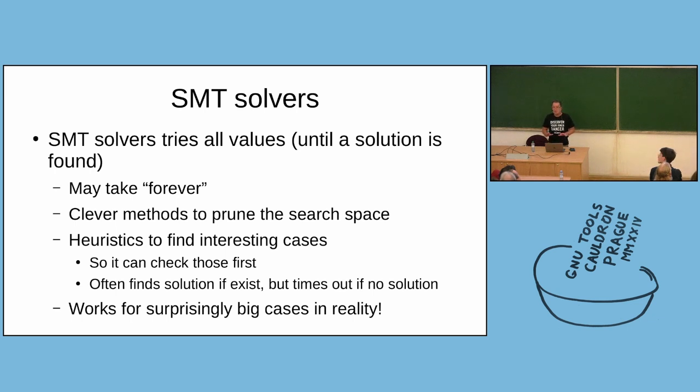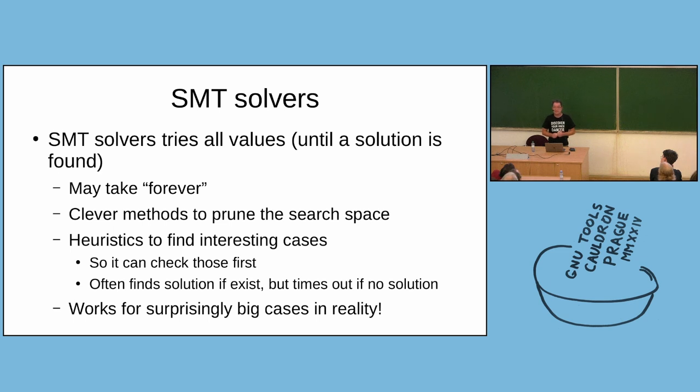So what the solver does is essentially it tries all values until the solution is found. And there are very many cases to try in general, especially when you look at the full memory state and so on. So it often takes forever. But SMT solvers use clever methods to prune the search space. So it can determine that if this bit is zero, this must be one, and so on, and in that way get rid of most of the search space.